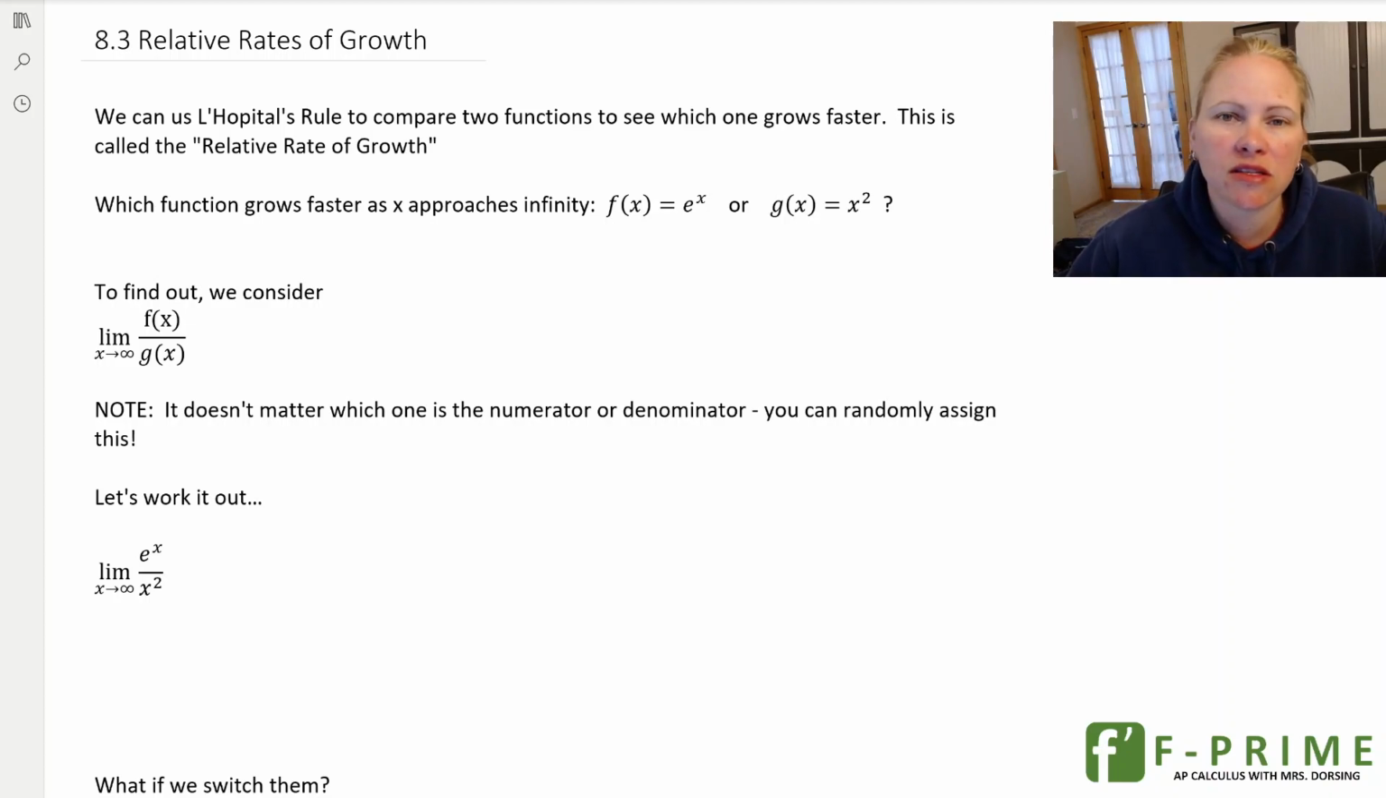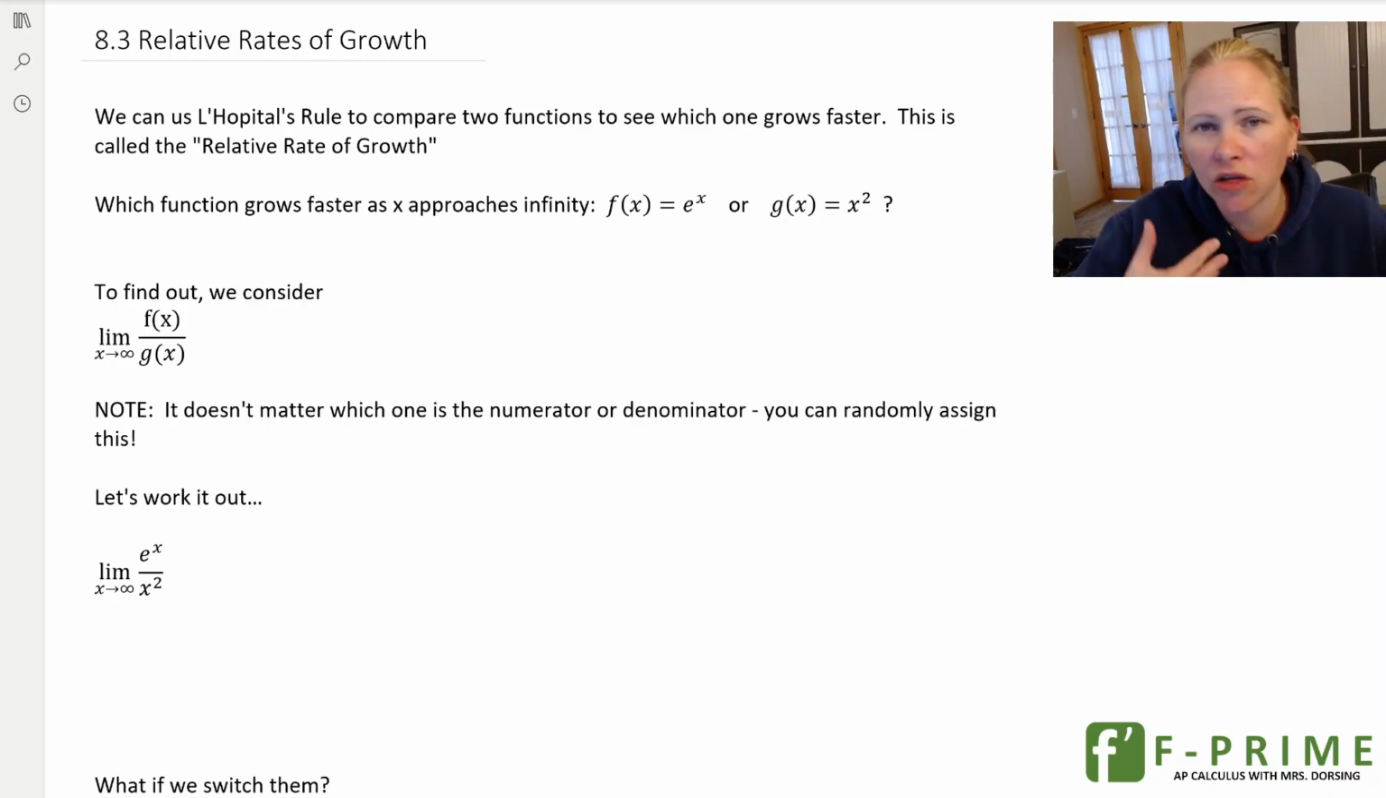And really, this is an extension of the L'Hopital's rule that we've been talking about in a previous video. When we talk about relative rates of growth, we're comparing two functions to see which one grows faster or slower than another. The way we do this is we take the two functions and create a ratio. Remember, a ratio is just a fraction. So we put one function compared to another, and it doesn't matter which one we put in the numerator and which one in the denominator. So let's take a look.